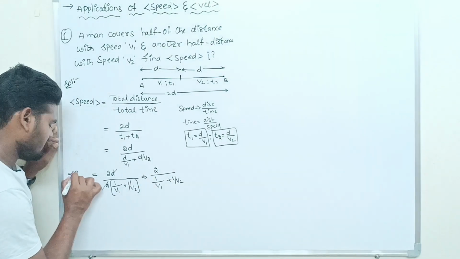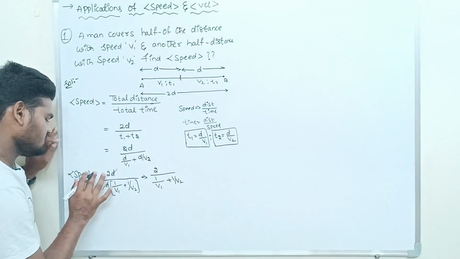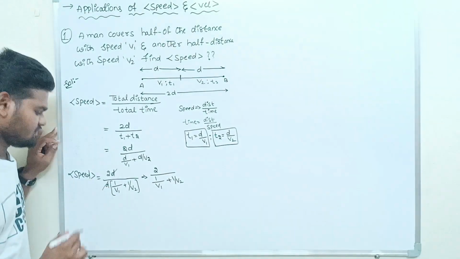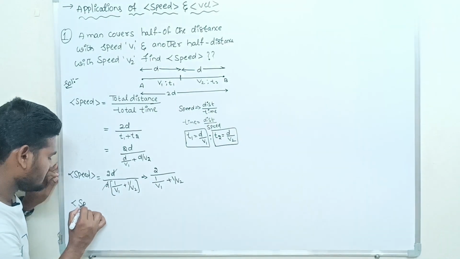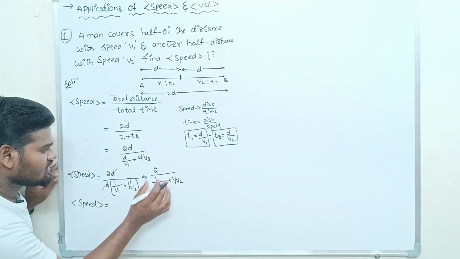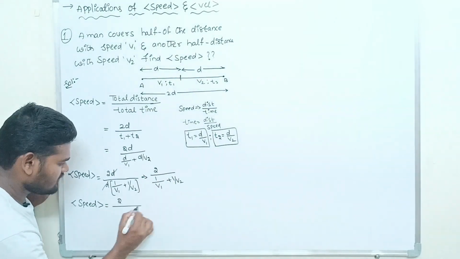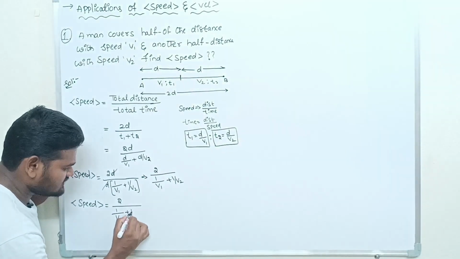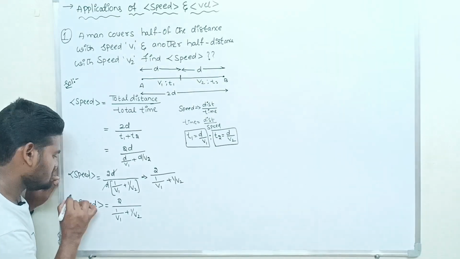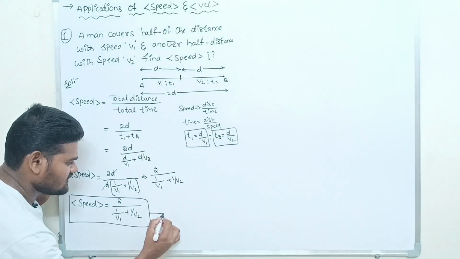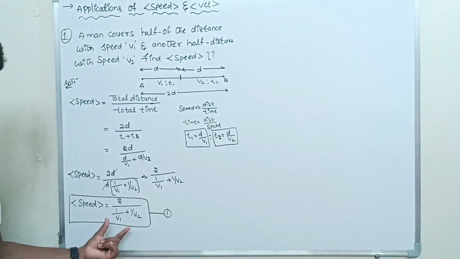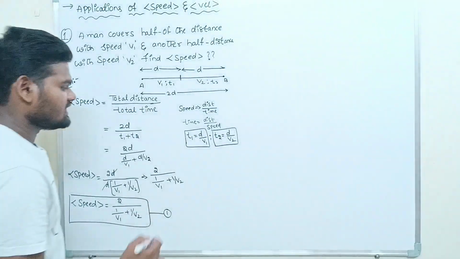So this is what average speed we got. So average speed is equal to what, the equation we got? 2 by 1 by V1 plus 1 by V2. Just say this is equation number 1 and put it aside. So we have some work with this equation. Just put it aside.